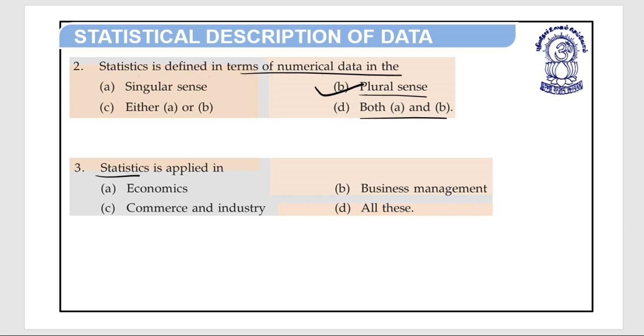Okay. Statistics is applied in economics, business management, commerce and industry. Option D, all these. Which option? Can you tell me? This is a very easy question. Statistics is applied in economics, business management, commerce and industry. All of these. So option D is the right answer. Okay.